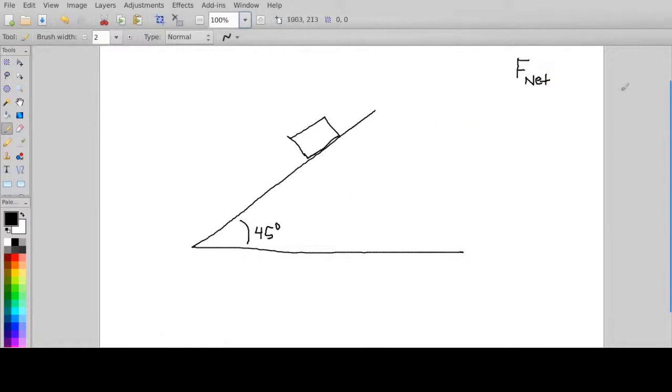Okay, and to get F net, it's actually a vector, and so we have to do a vector sum of all the forces on this box. And to do that vector sum, you have to resolve them into their components. And so it's best to start off by drawing these vectors and decomposing them into x and y components right off at the very beginning.